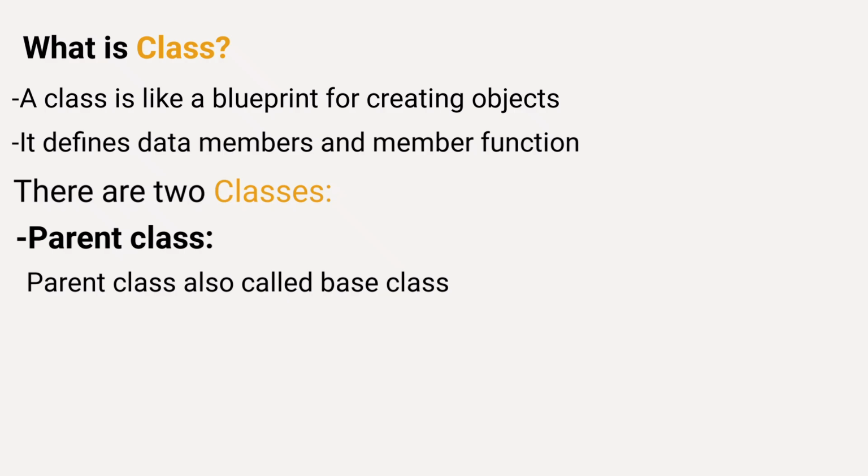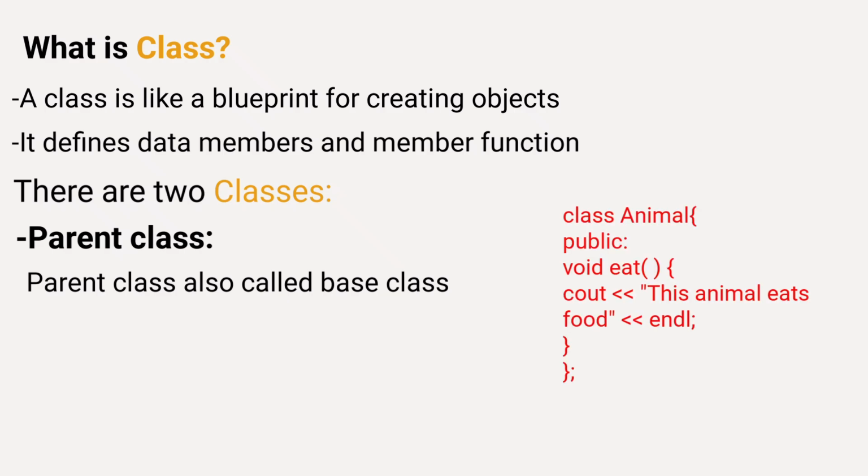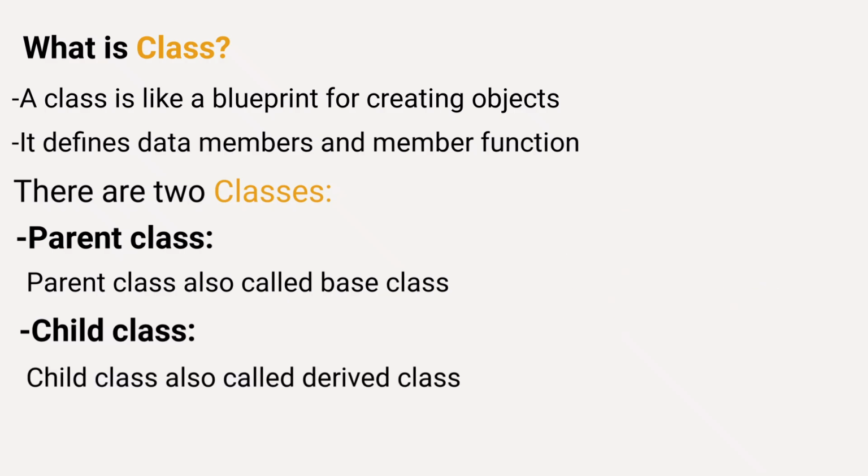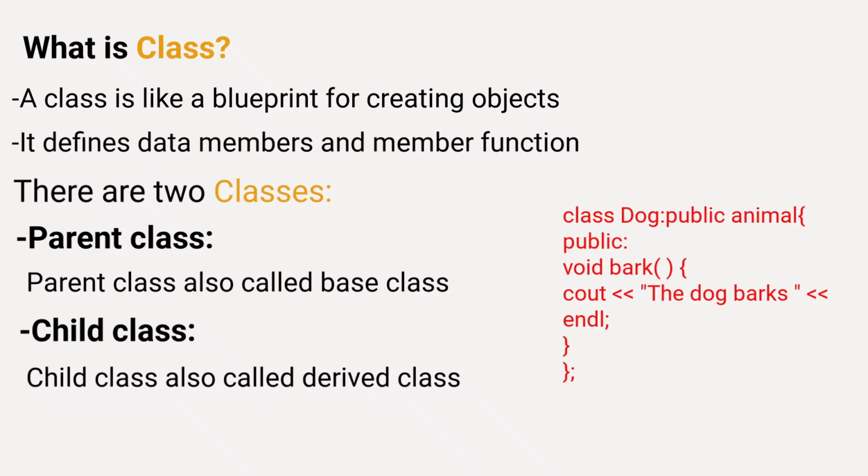Class. Here, animal is the parent base class. Child class, also called a derived class, is a class that inherits features, variables, and functions from the parent class. Here, dog is a child-derived class that inherits from animal.